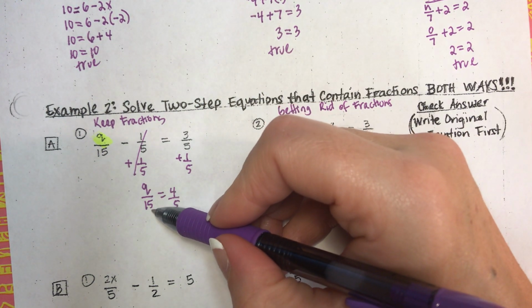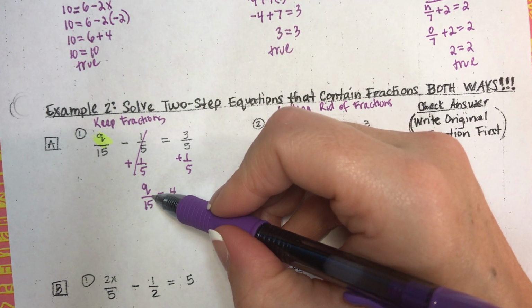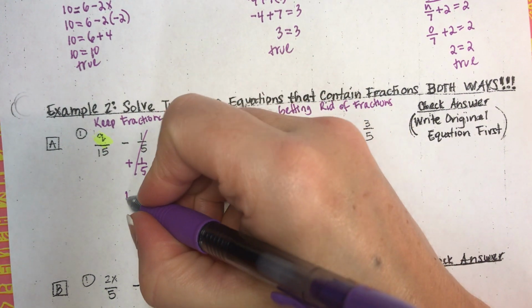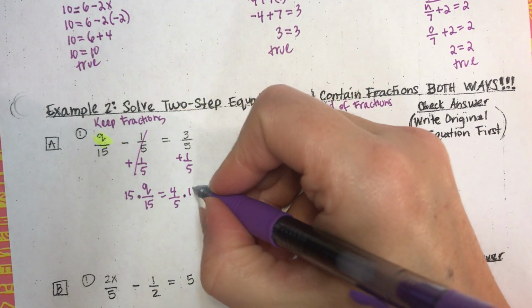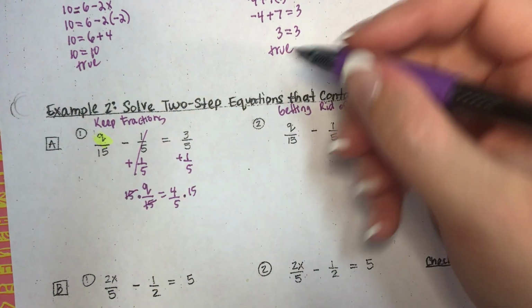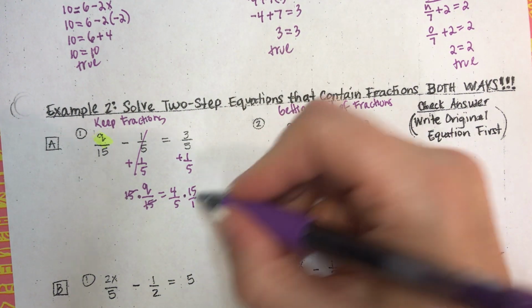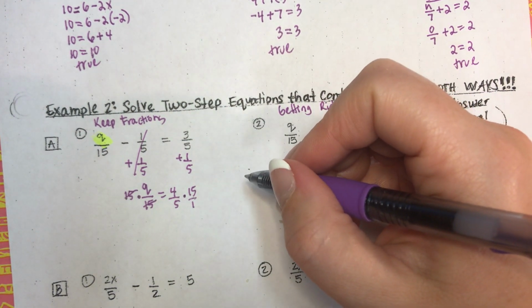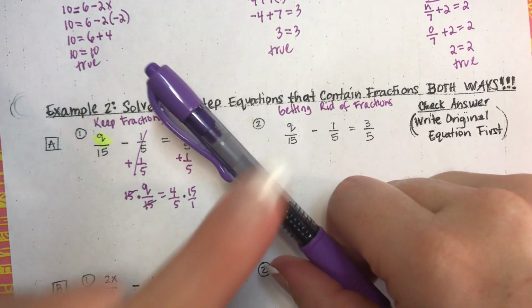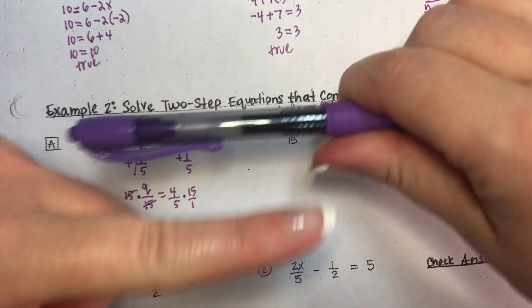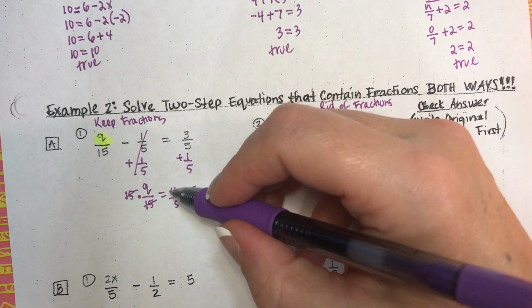Right now it's being divided by 15, so we're going to do the inverse operation of division, which would be multiplication. We're going to multiply both sides by 15. What happens is these 15s cancel out. I'm going to go ahead and make this 15 over 1, which is the same thing as 15. And then we're going to multiply these fractions. Remember, you look to cross cancel first and then multiply across. So let's try to cross cancel.